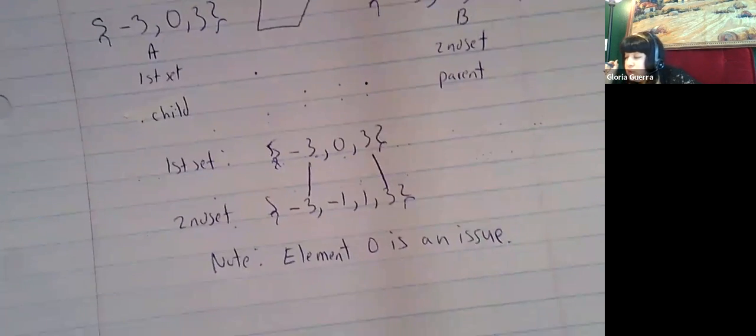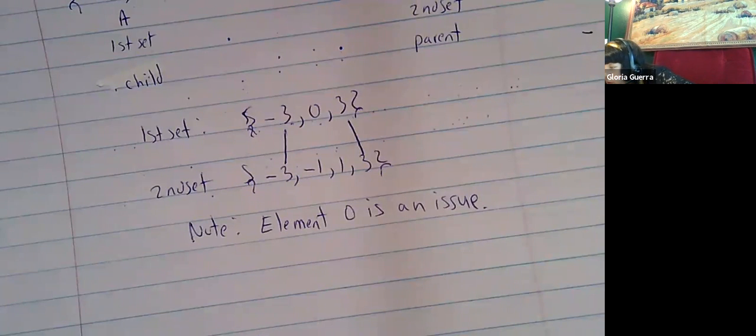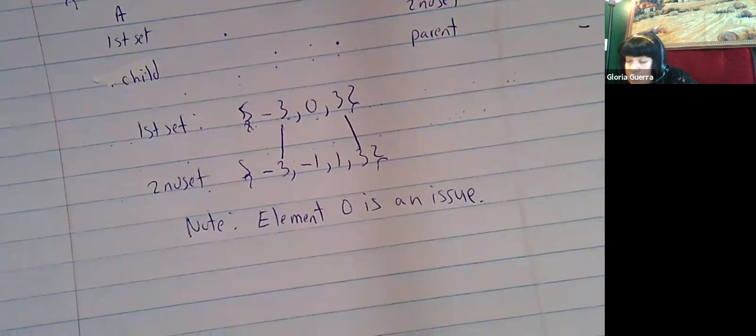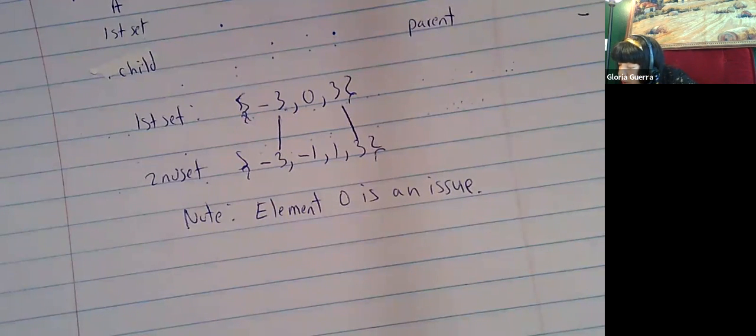It's a problem for this definition, because in order for this to be a subset, every element of the first set has to be in the second set, and we have an issue with 0. 0 is not in the second set, and that's an issue. So that means that this is not a subset. It's not a subset, but you have to explain that and show some work here and then write a sentence to show that.